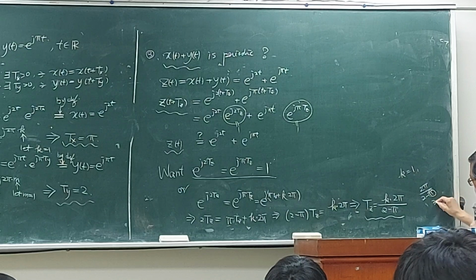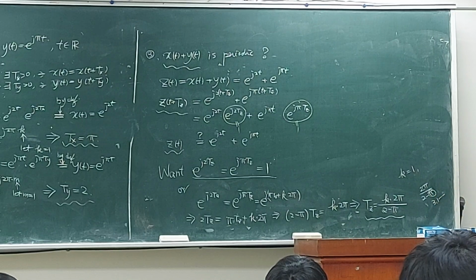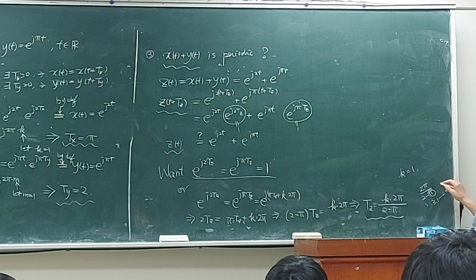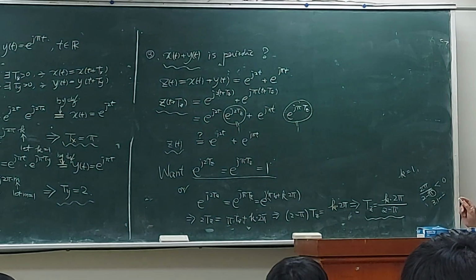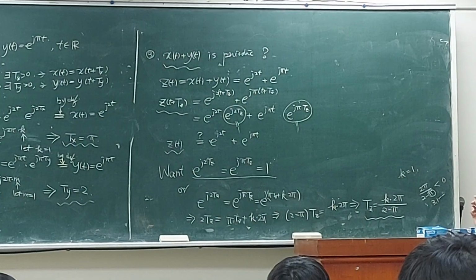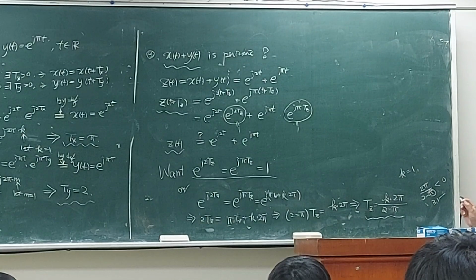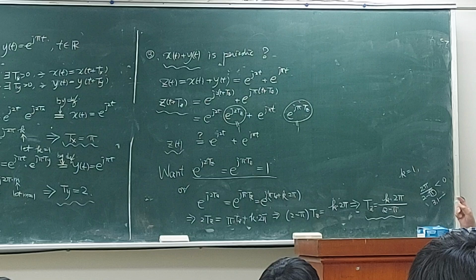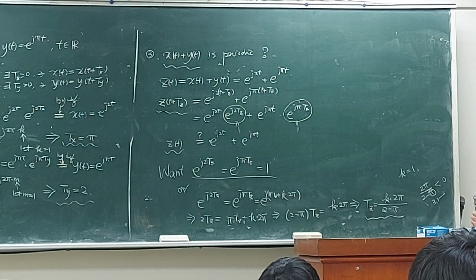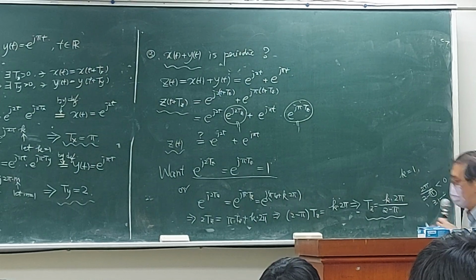But pi is 3.14 and so on and so on. And this will be a negative number. This will be a negative number. Then we have a problem. We need a positive number for the period. That's one way to say it.